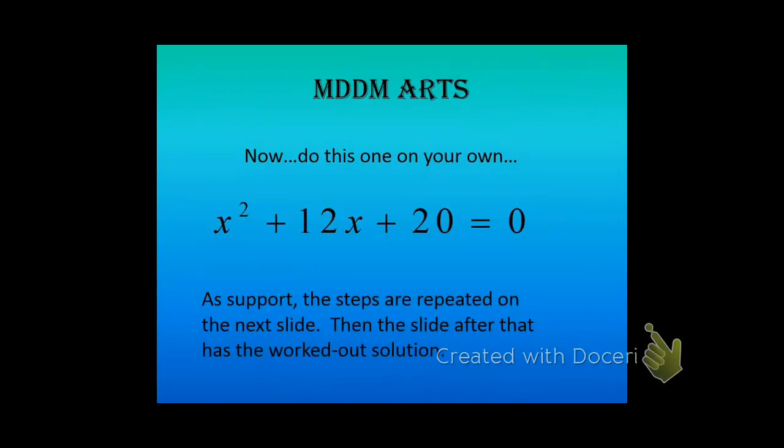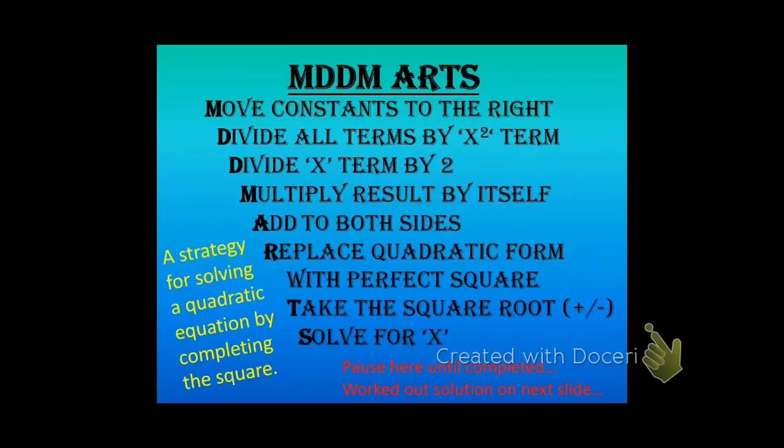Let's jump to this next slide. So I'm going to give you a chance to kind of work some on your own. If you're working with this equation, I'm going to let you get that one down. We're going to move on to the next slide so you can kind of see the steps. And then the slide after that one will have the worked out solution. So on the next slide, I'm going to ask you to pause it, work through those steps to complete that square, and then move on to the next slide to check against the solution.